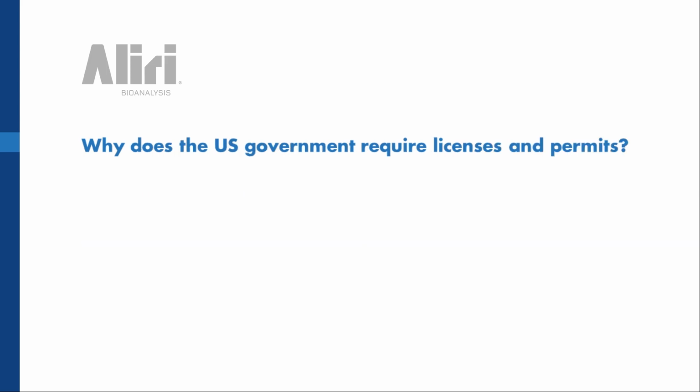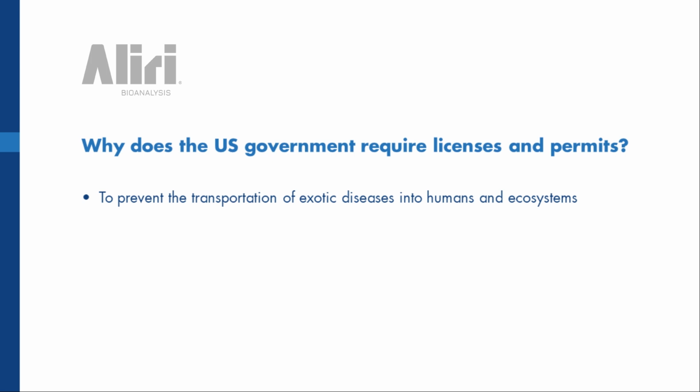So why does the U.S. government require licenses and permits? There's a number of issues that the U.S. government is concerned with. Some of the main points are that they want to prevent the transportation of exotic diseases into humans and ecosystems.